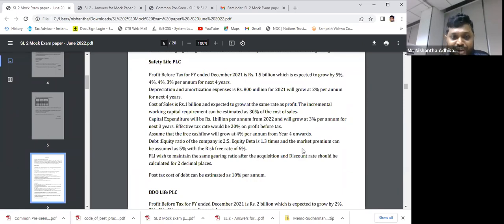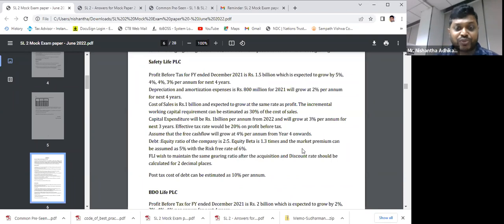Now, while reading, you can remember it. Assume that, as already given, the effective tax rate would be 20% on profit before tax. You have to pay 20% of profit before tax. Assume that free cash flows will grow 4% per annum from year 4 onwards. After 4 years, it will grow by 4%, right?